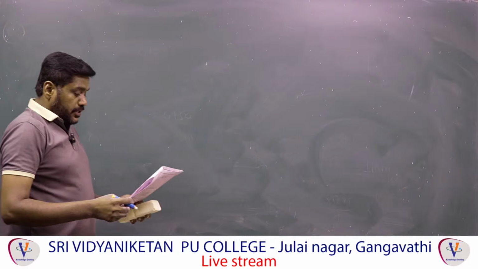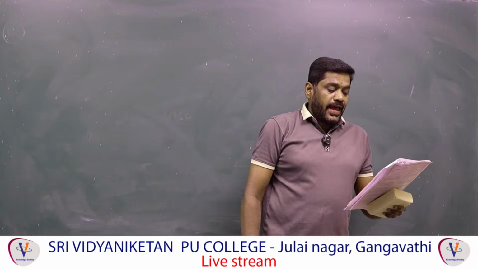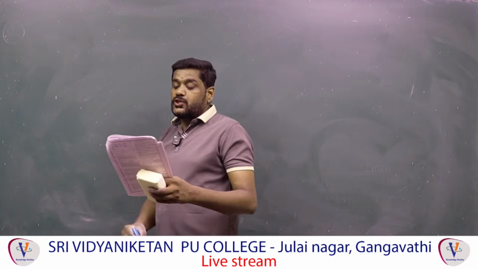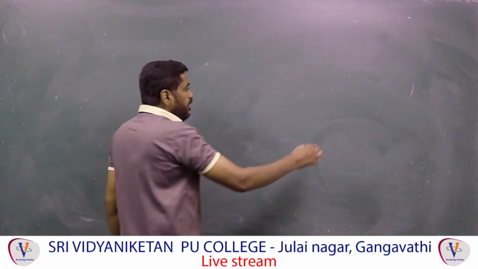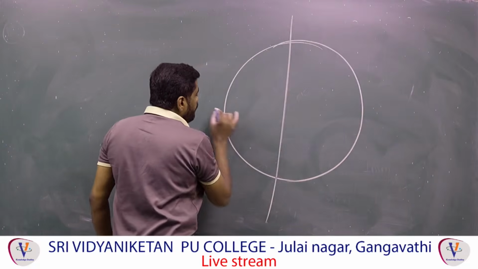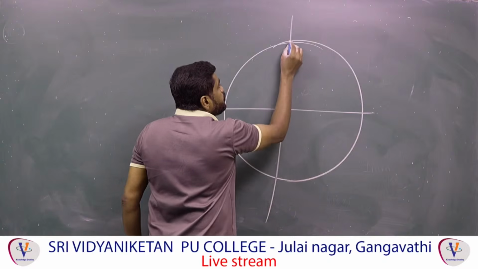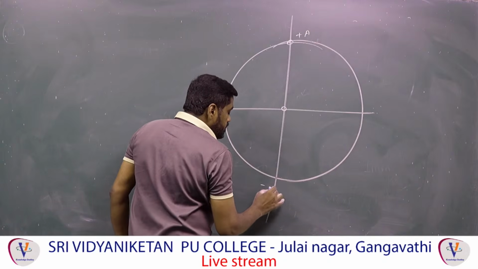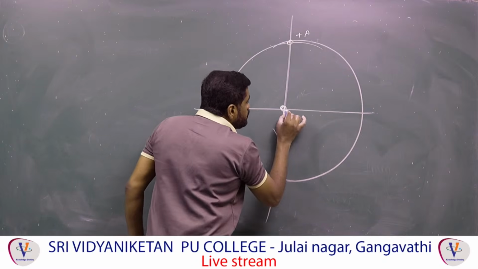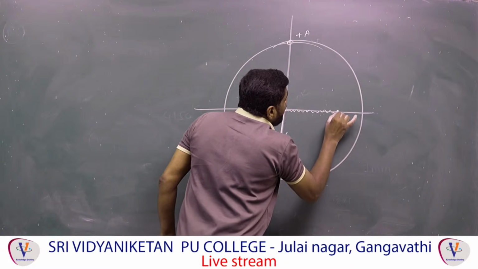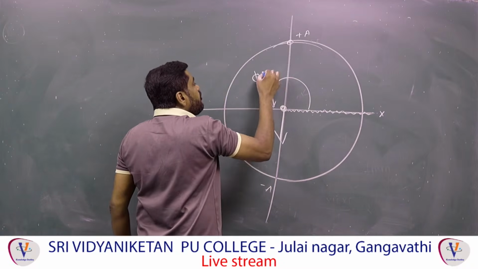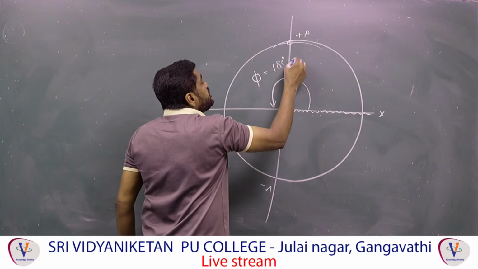Question number 13. The equation of SHM along the axis with amplitude A of a particle starting from mean position x equal to 0 and directed towards the negative extreme position. For example, take the reference circle: this is the positive extreme plus A and this is minus A. The particle is coming towards the negative extreme, and the phase angle you always have to measure from the reference line. This phase angle phi is 180 degrees, that is equal to pi.